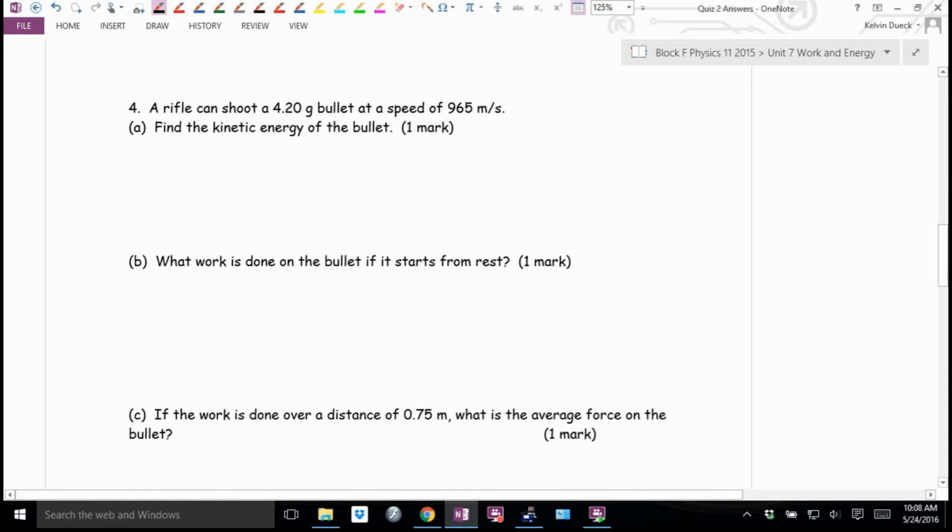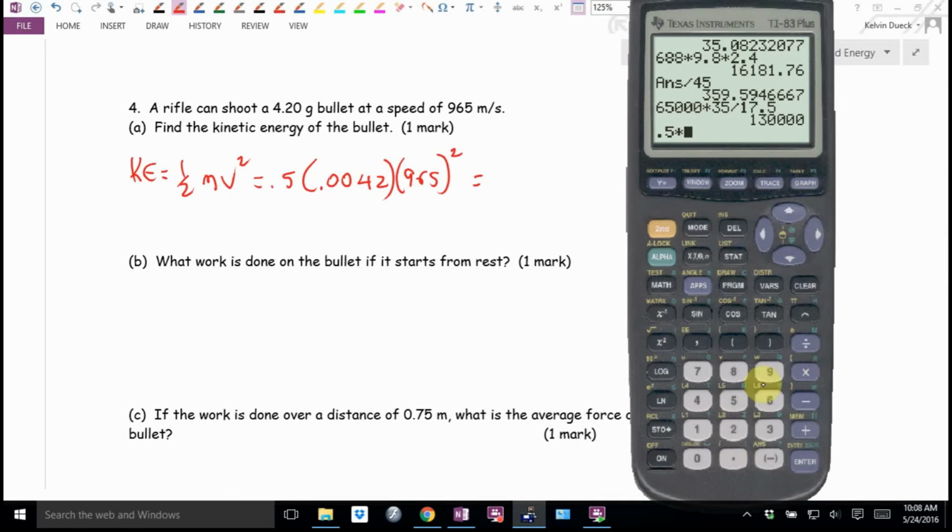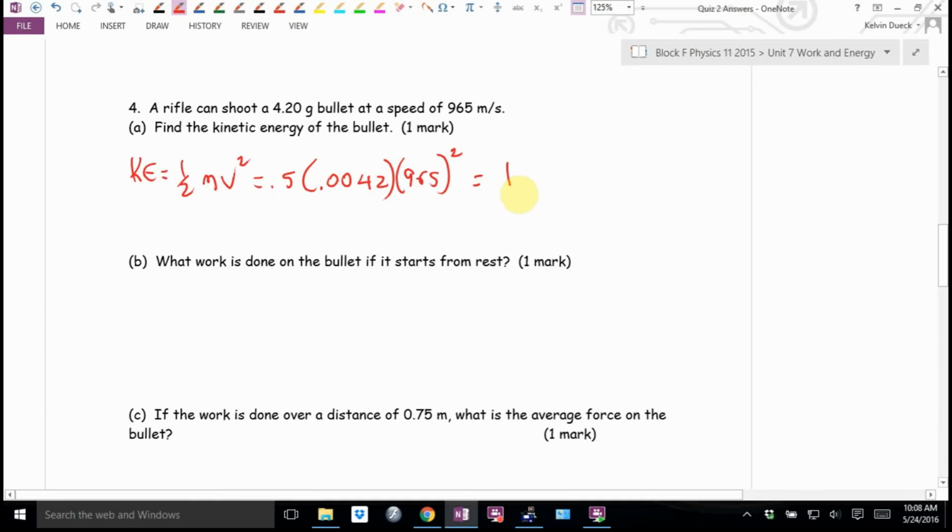4, a rifle can shoot a bullet. Find kinetic energy. Okay. Kinetic energy is a half mv squared. It's going to be 0.5, 4.2 grams is 0.0042, 965 meters per second squared is pretty fast. It's a high-powered rifle. I'm going to go 1,960 joules.